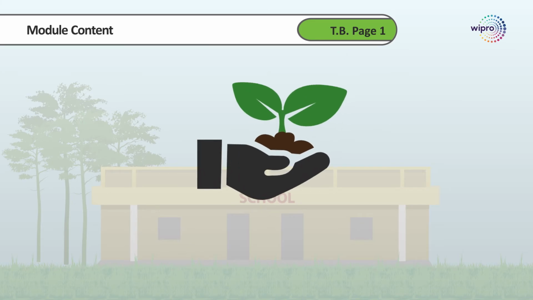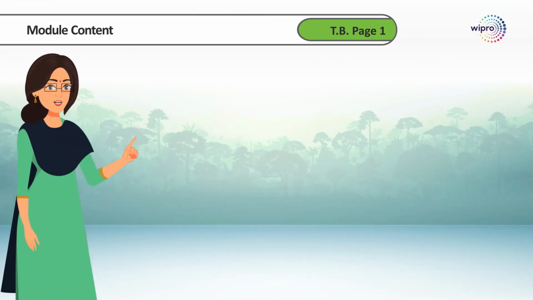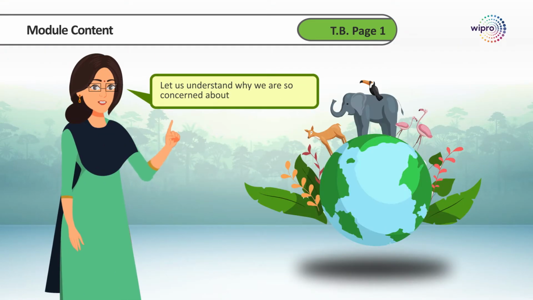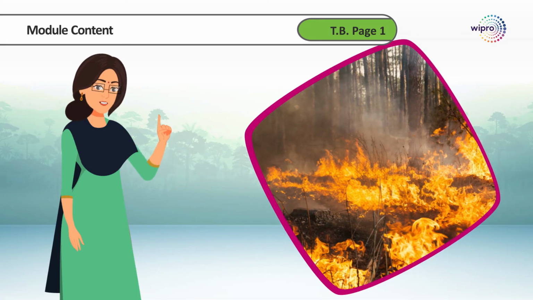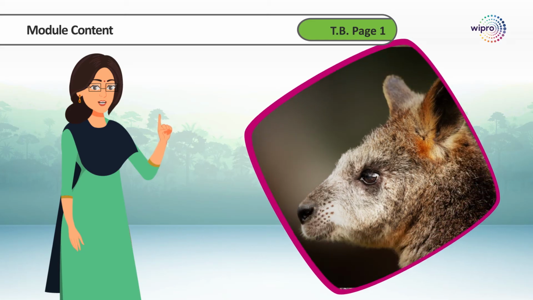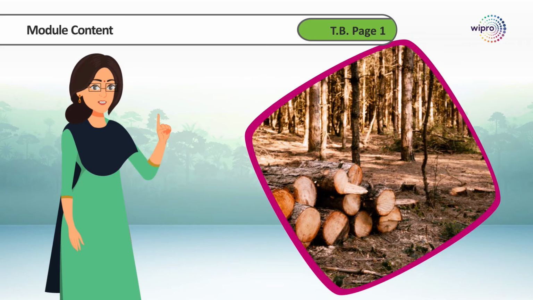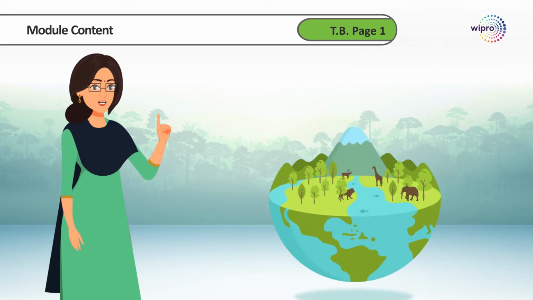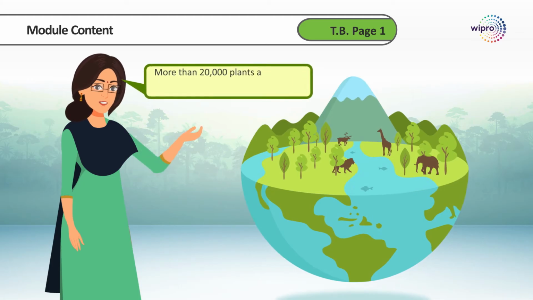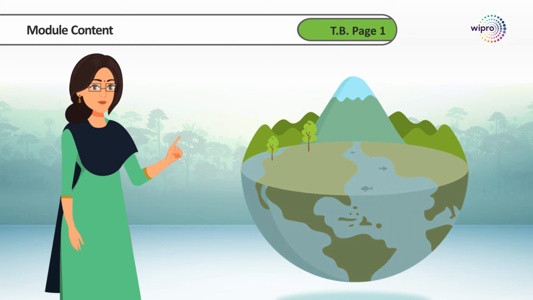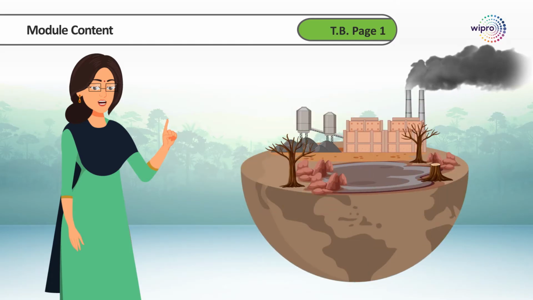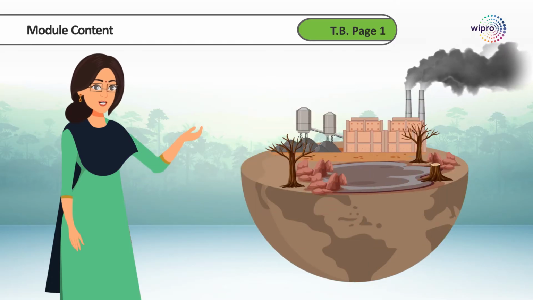Before we begin, let us understand why we are so concerned about biodiversity. We are losing biodiversity at a rate faster than ever before in the history of our planet. Scientists say that more than 20,000 plants and animals are on the brink of disappearing forever. Unfortunately, the current extinction rates have been accelerated by 1,000 times because of human beings.